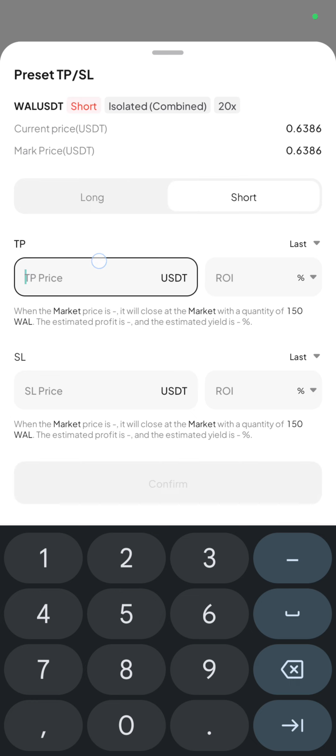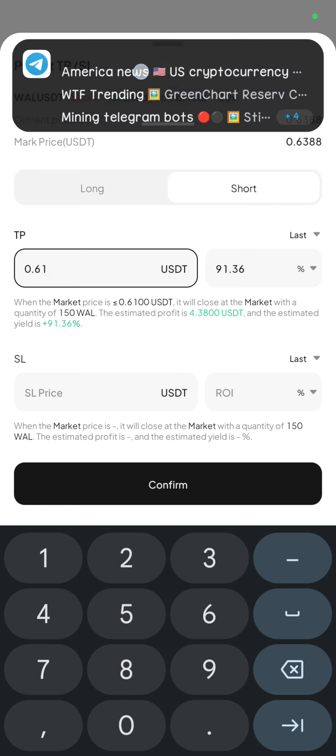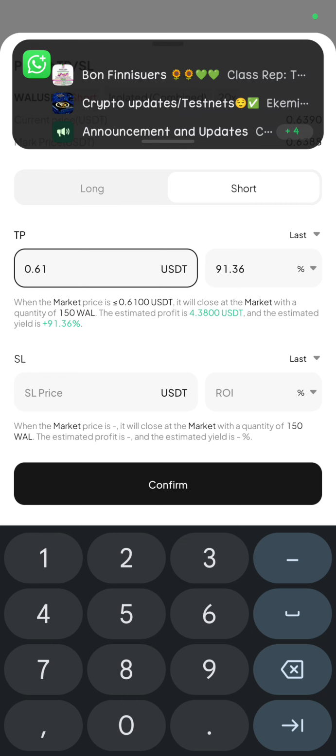But when I put short and I put the take profit price at, let's say, 0.61, you see that means when it gets to that 0.61, I would get a profit of $4.38 plus the $5. That's a total of $9.38. That's what I would get in total. So basically that's how it works.